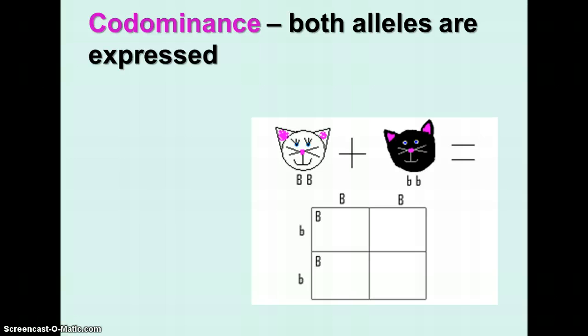Another example is called codominance. In codominance, both alleles are expressed. And here's another example with cats, okay? If you have a white cat and a black cat here that are mixed with this particular trait, you'll end up with a cat with spots of both different kinds. We'll talk about some cat inheritance later on, but that's when both alleles are expressed.